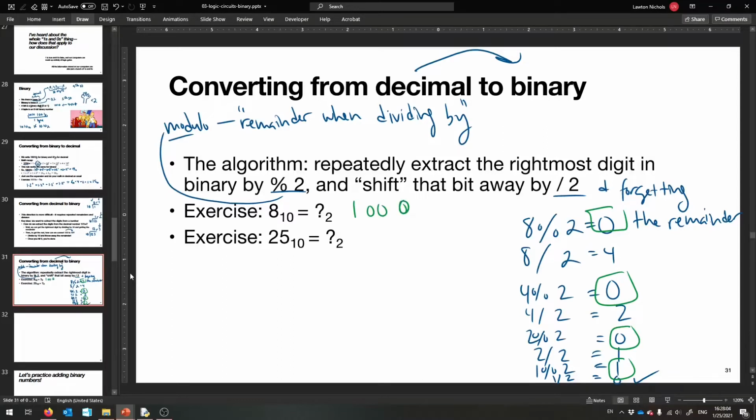And you can always convert it back to decimal to confirm this. This is the 1's place, 2's, 4's, 8's place. Yes, it is 8. Cool. Okay, let's do a harder one: 25 base 10. Convert that to a binary number, please. Maybe you give this a try yourself, and then we'll do it on the next slide.